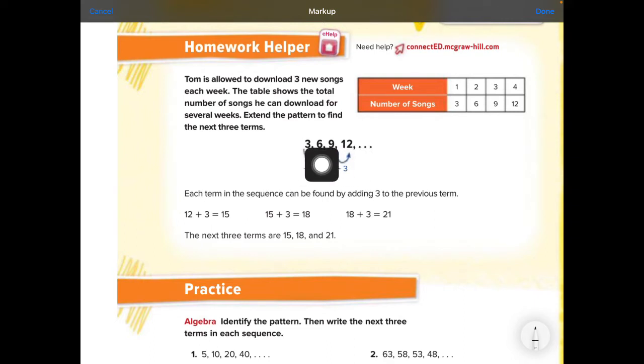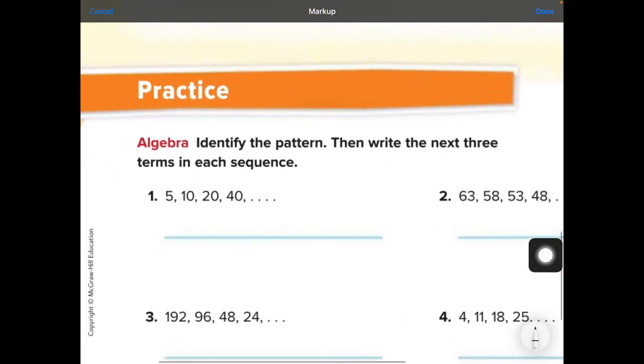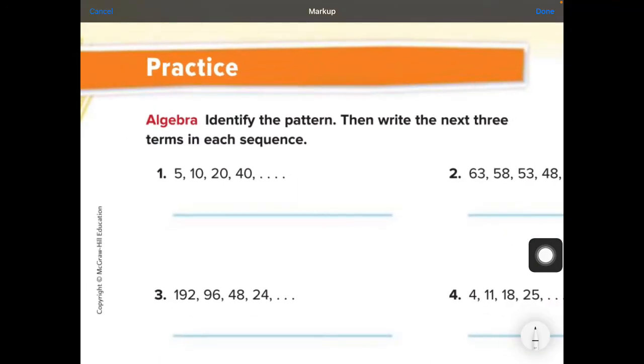You can look at seeing if they get bigger or smaller. If they get bigger, obviously it's add or multiply. If they get smaller, it's subtract or division. So let's begin. Number 1, identify the pattern. Check. Then write the next 3 terms in each sentence. Check. All right, looking at this pattern for number 1, they're definitely getting bigger as they're going to the right.